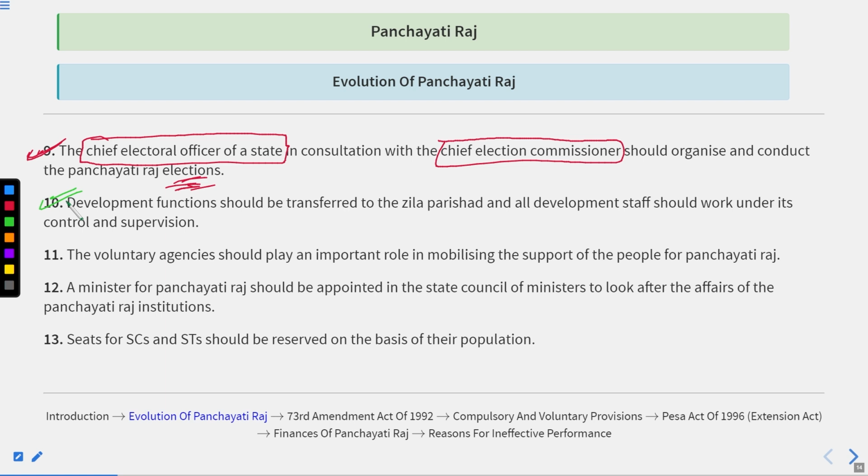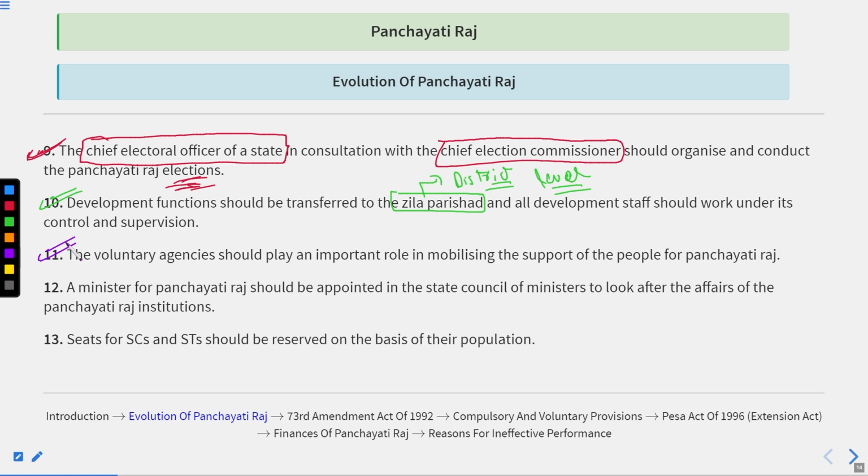The development function should be transferred to the Jila Parishad and all development staff should work under its control and supervision. Okay, because Jila Parishad is at the district level. So if the Jila Parishad is handling the cases, then the things will be uniformly applied all over the district and this will help to remove the discrepancies.